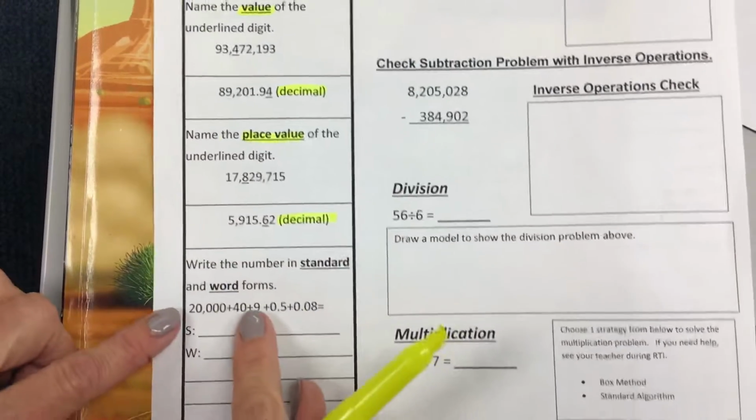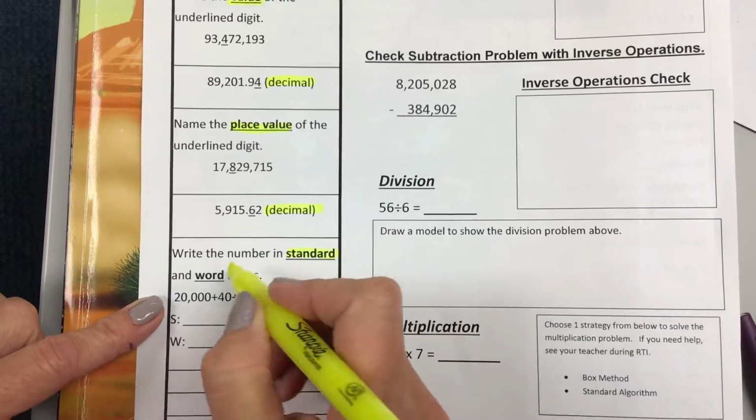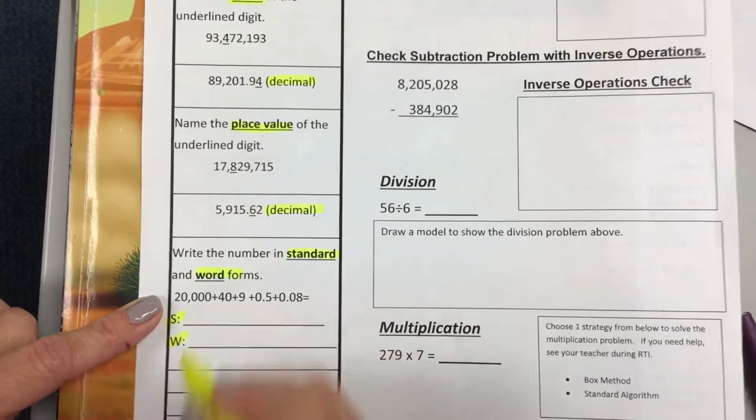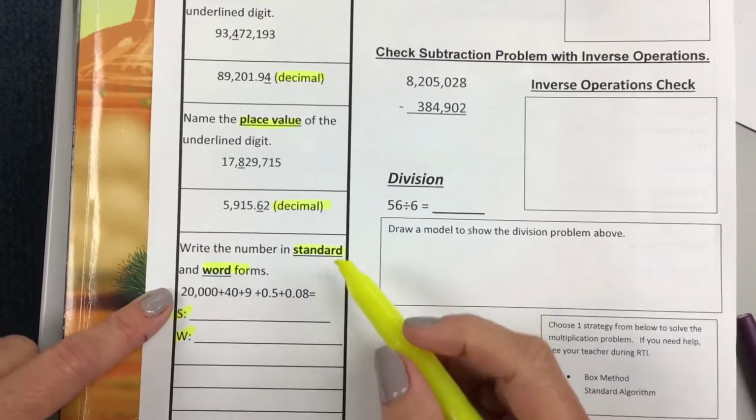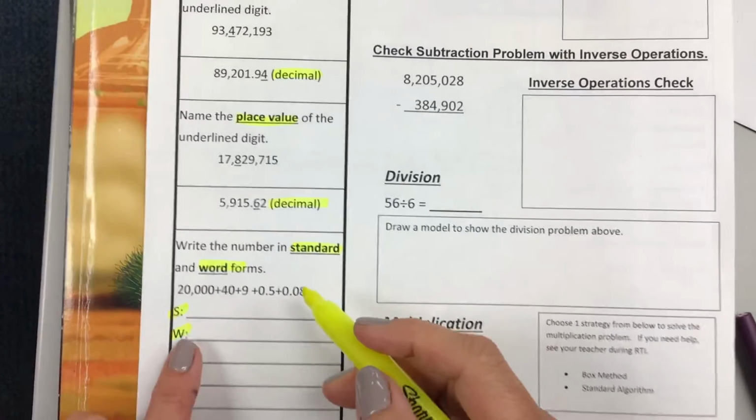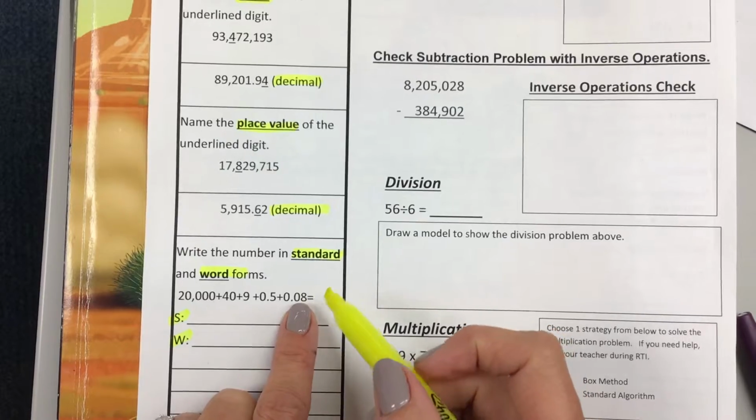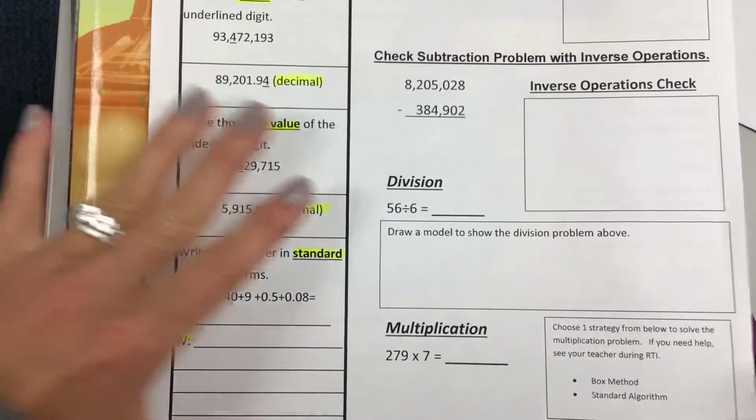You need to write this number in standard form and word form. When you write it in word form, don't forget to put your hyphens. Don't forget to use the word "and."